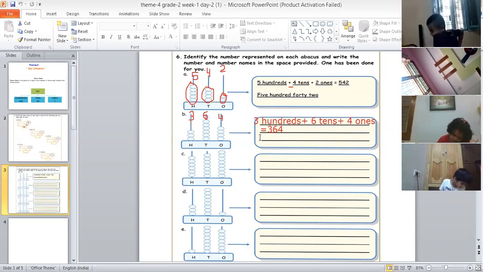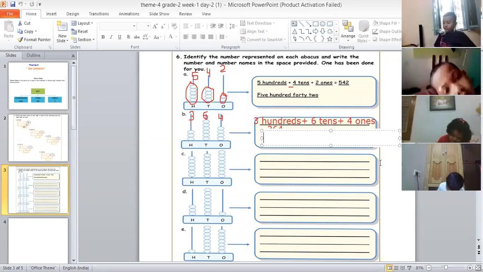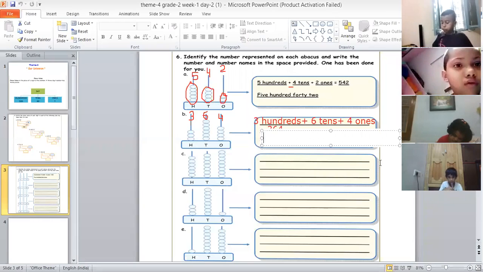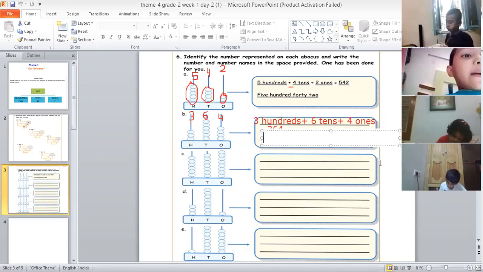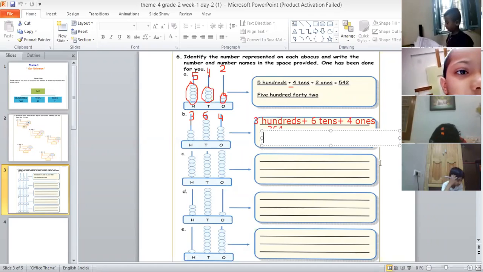Now, last you have to write its number name. Okay. Tanishka, unmute yourself and tell me what is the number name for bit B. How will you read this 364? Unmute yourself. Tanishka, yes ma'am. Tell me the answer.